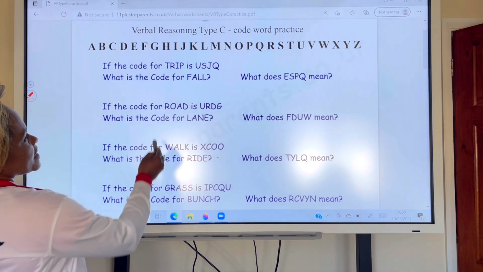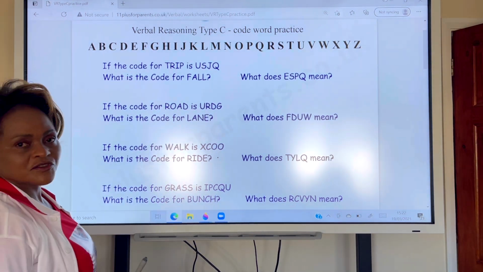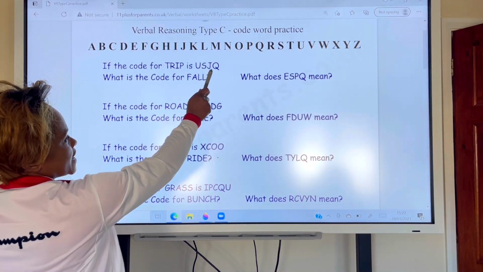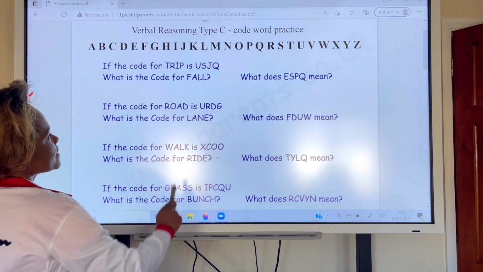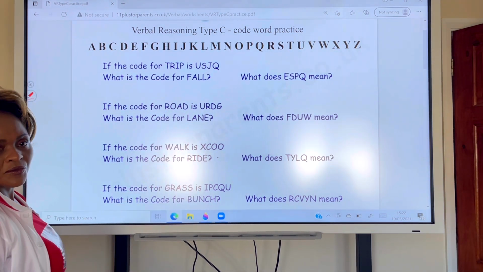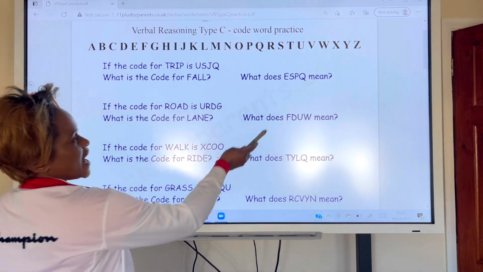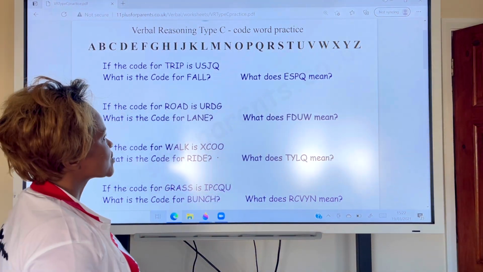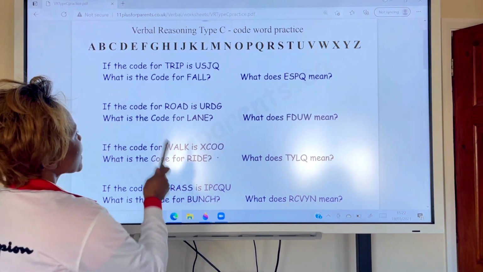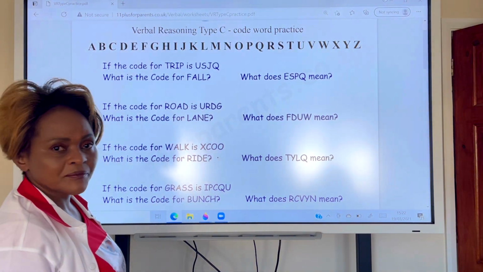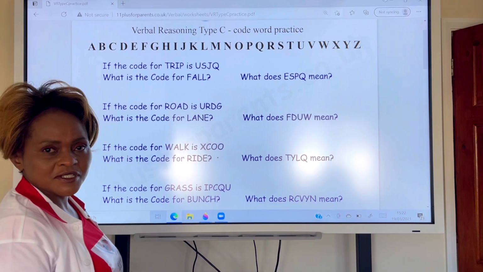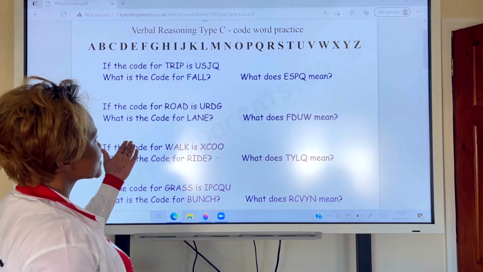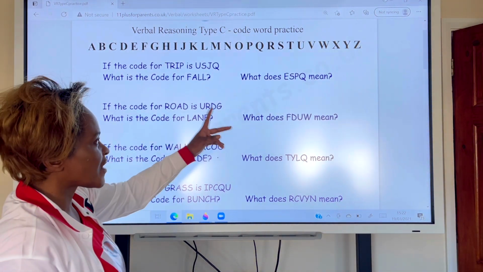I have got trip, the code for trip is USJQ. Now I need to find the code for fall. And when I've got the code and I need to find the word, I need to do the other way around, which means I do the opposite. If I'm going forward, I'm coding them. If I'm going backwards, I'm decoding. So the code, I'm going to decode it to find the word.